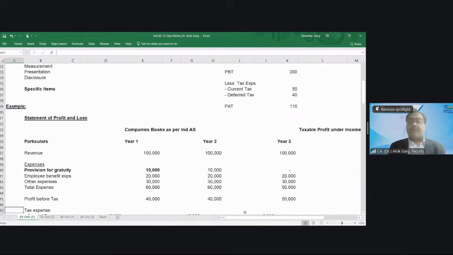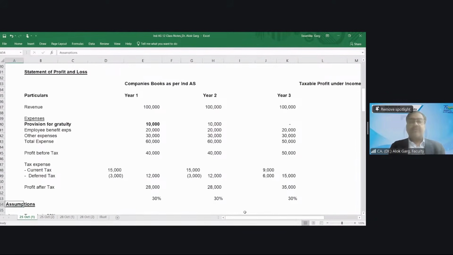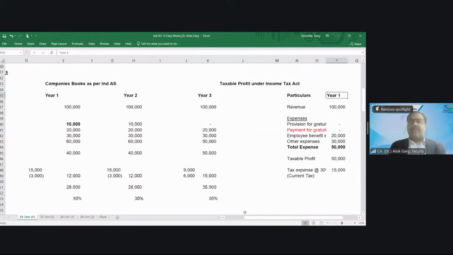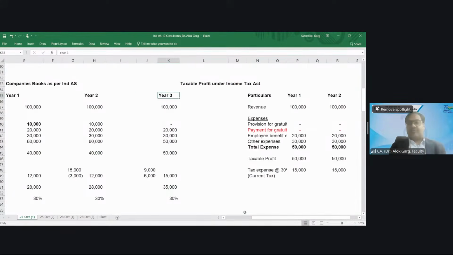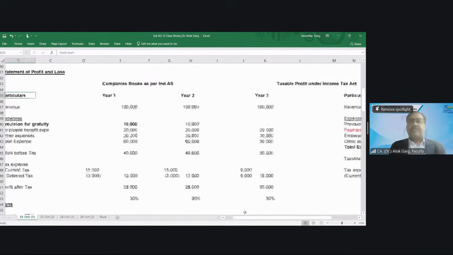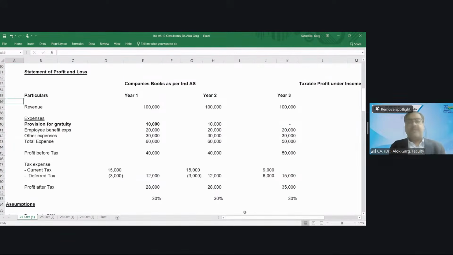So friends, quickly I'll take you through this P&L, as we have discussed also. This is the company's books as per Ind AS, year 1 and year 2, these are the 2 years, and this year 3 also. So for 3 years, we have drafted a company's P&L.